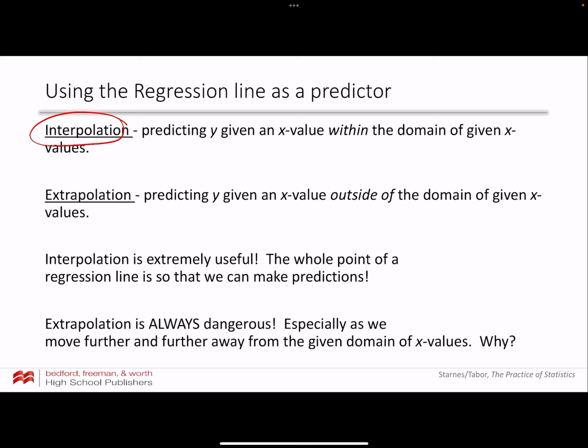The whole point of coming up with a regression line is so that we can make a prediction. But you should be careful with extrapolation. In the real world, does it happen? Absolutely. Again, we want to make a prediction, but we don't know if that pattern is going to continue.